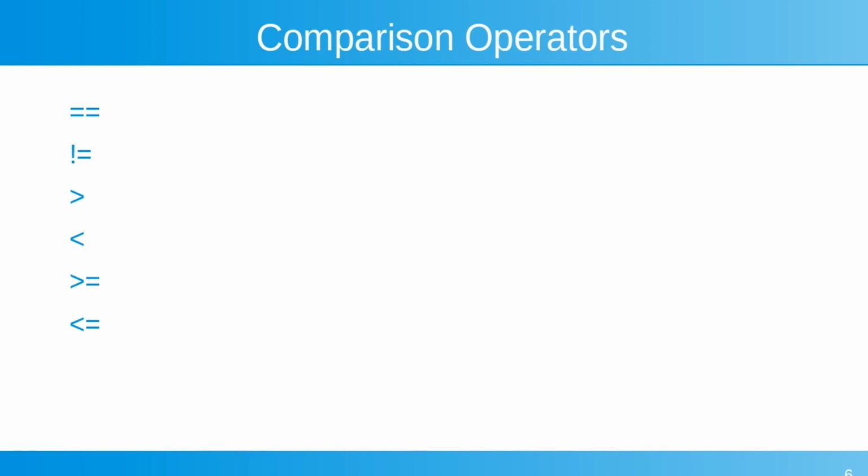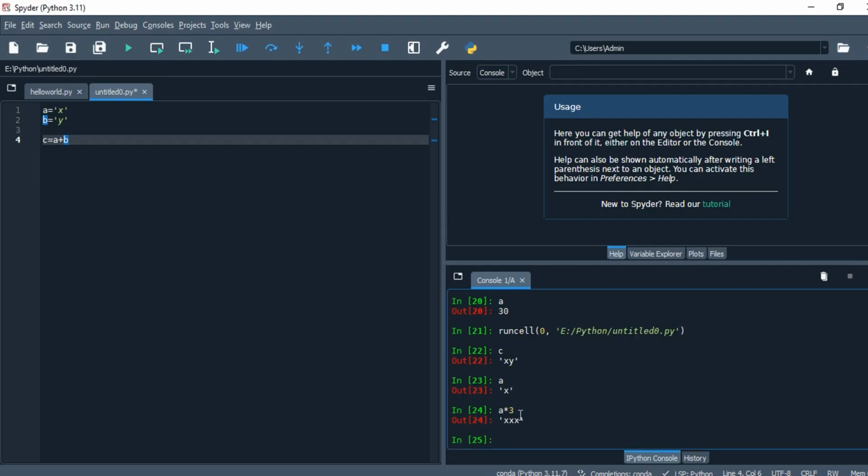And the next one is the comparison operators. These are mostly used in conditions, like when you check conditions in an if statement. There we will be using them predominantly. Okay, so let's see.